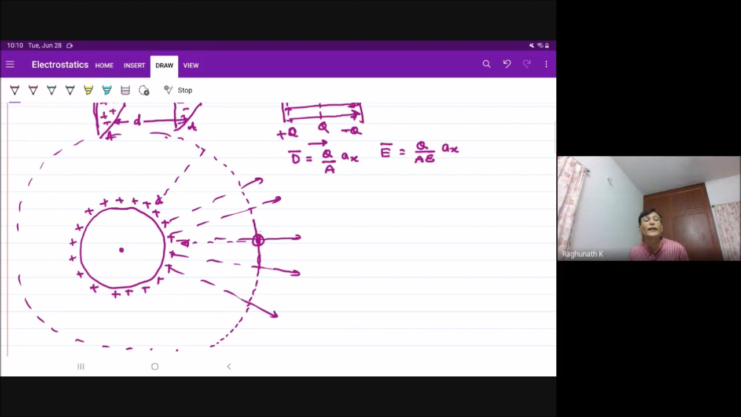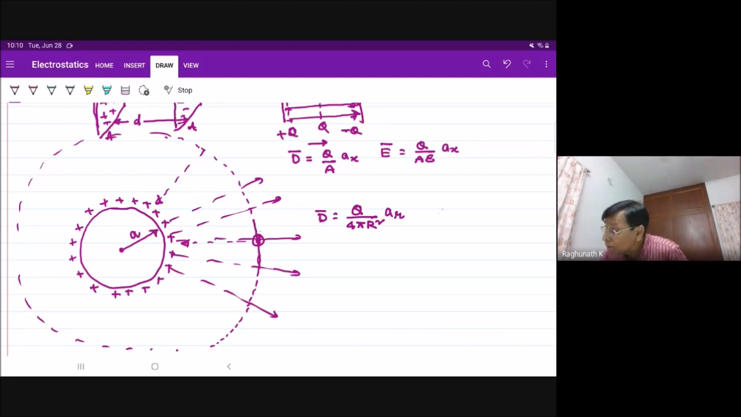What is the flux density at any point on the sphere? At this point, and at any point on the outer imaginary sphere passing through the point of interest, as long as that sphere is concentric to the inner sphere, flux density D bar is equal to what? Q by 4 pi r squared. This is of radius a.